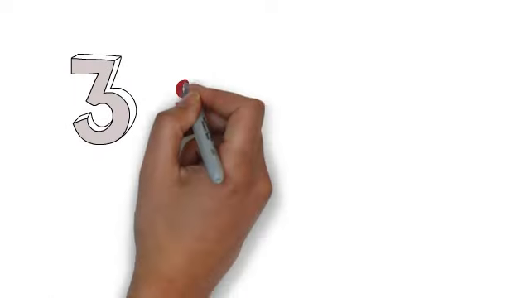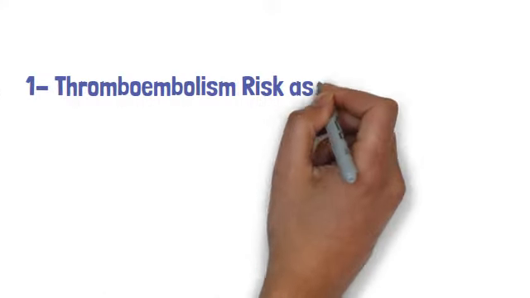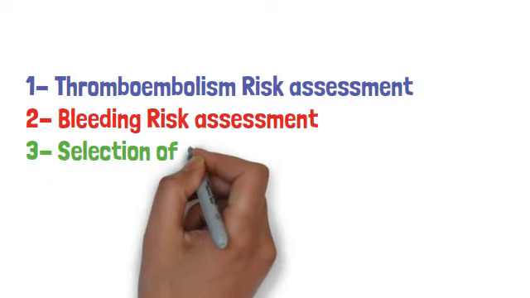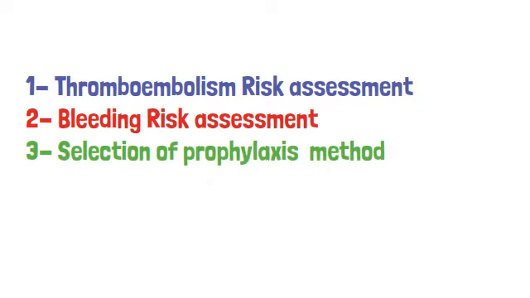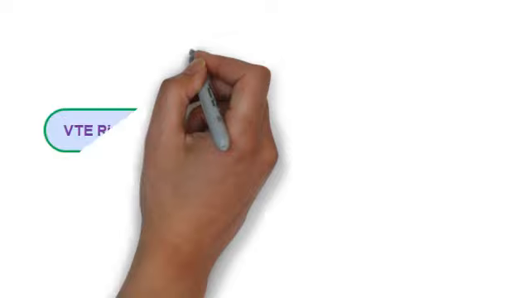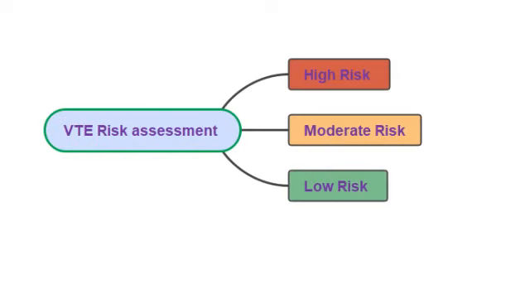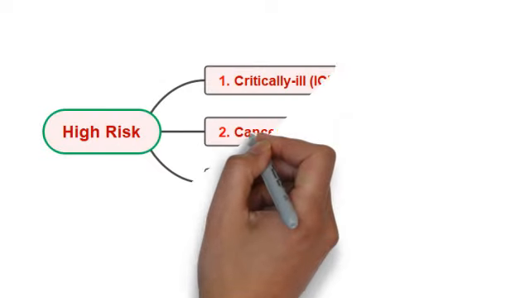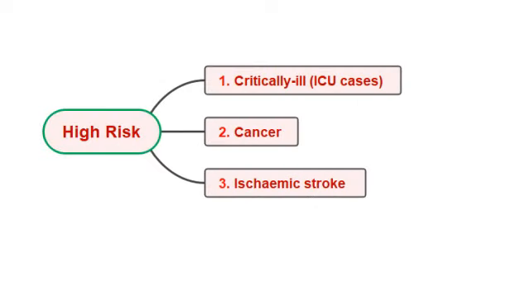We have 3 steps to be followed. Step 1, thromboembolism risk assessment. Step 2, bleeding risk assessment. Step 3, selection of prophylaxis method. Start with risk assessment. Categorize patients into 3 groups: high risk, moderate risk, and low risk. Start with high risk patients, including 1, critically ill patients, ICU cases, 2, cancer patients, and 3, ischemic stroke.